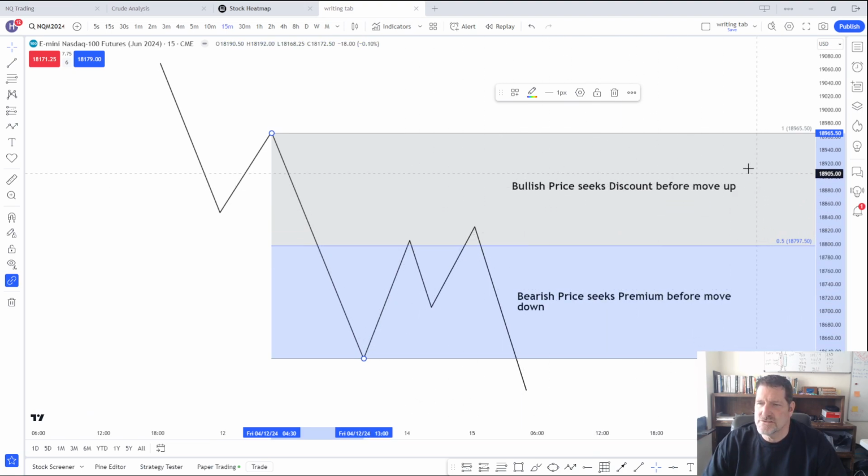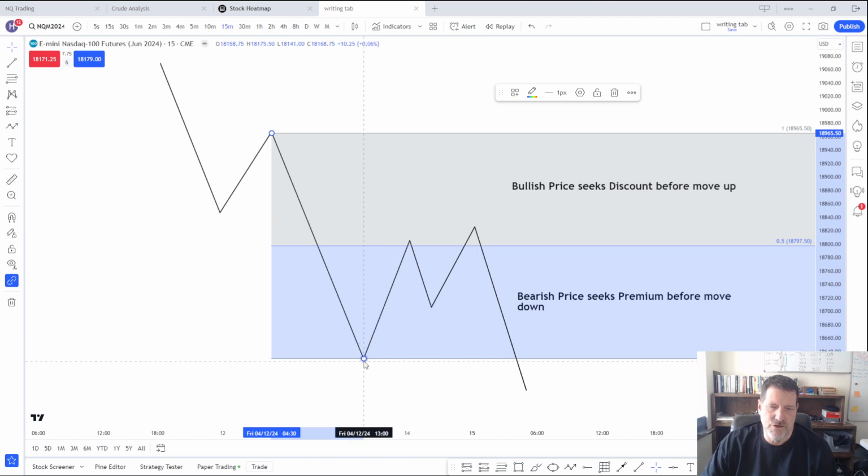The institutional smart money is going to seek to sell when the market is in a premium. Bullish price seeks discount before a move up. A bearish price seeks premium before a move down. Institutional money wants to get the best price they can so that they can then maximize their profits.